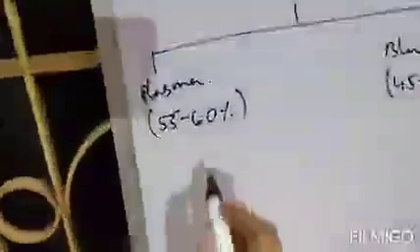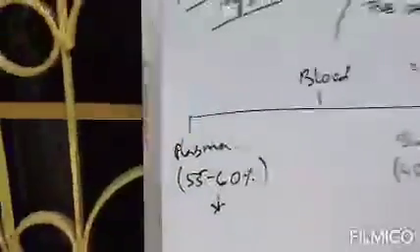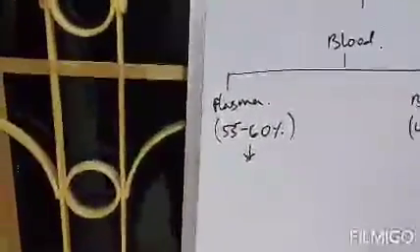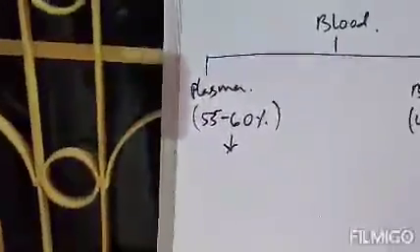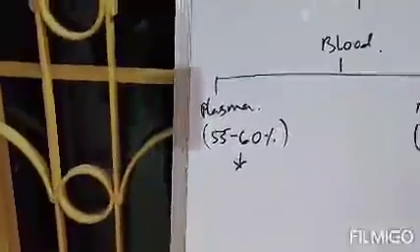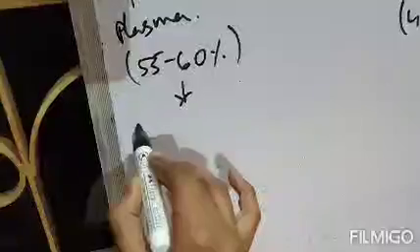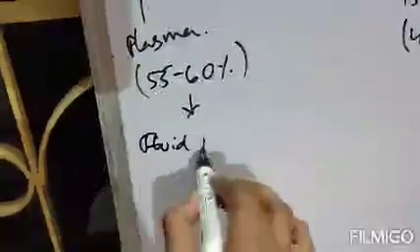Clear? Now what is the function of plasma? The function of plasma is that it is a fluid portion. It is a fluid portion, and it contains almost 91 to 92% of albumin, water, and globulin. So its main function is that it is mainly a fluid portion.